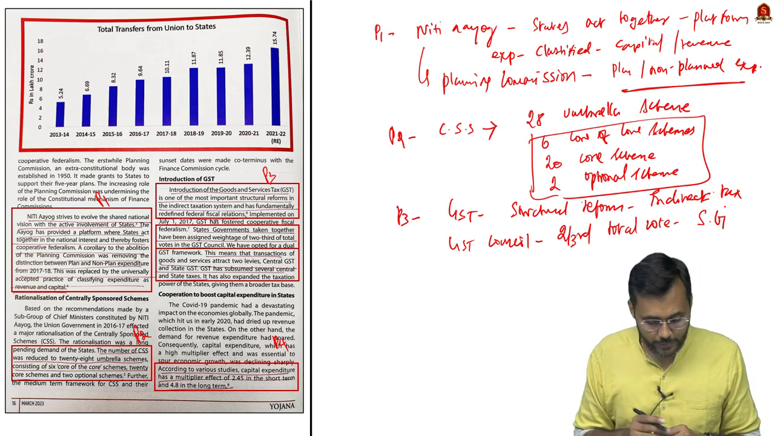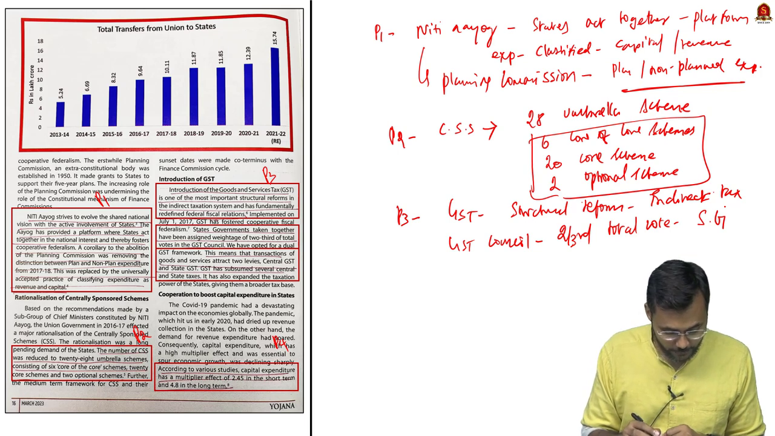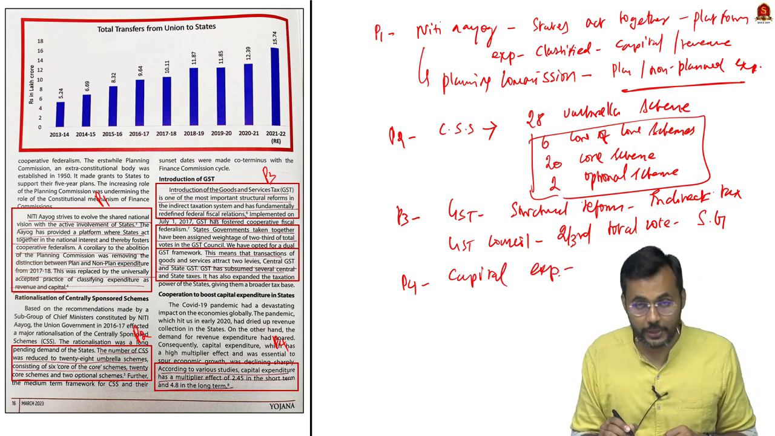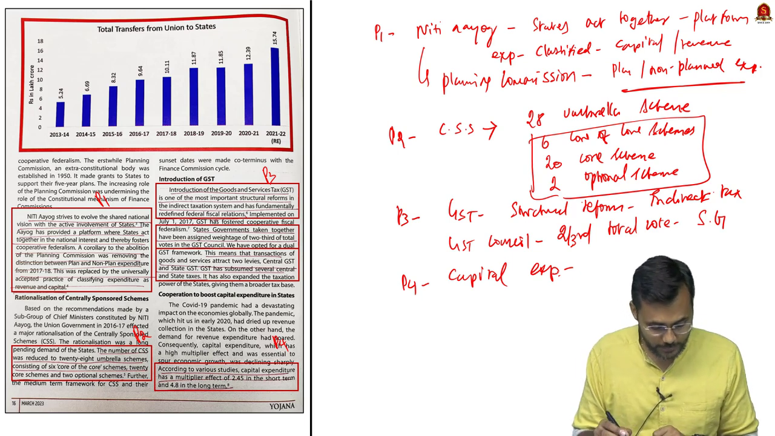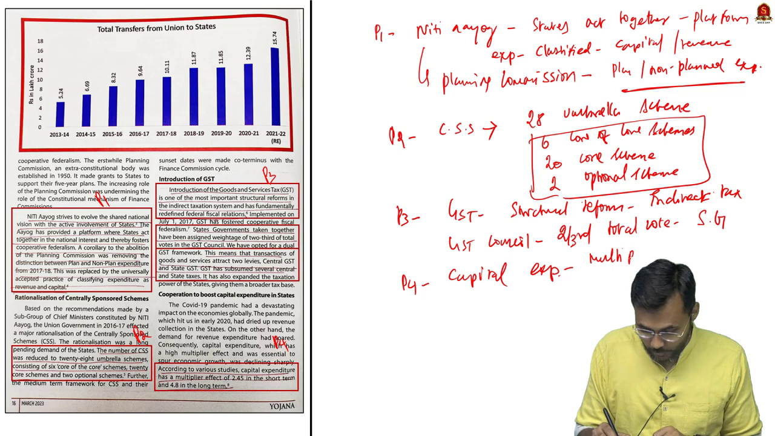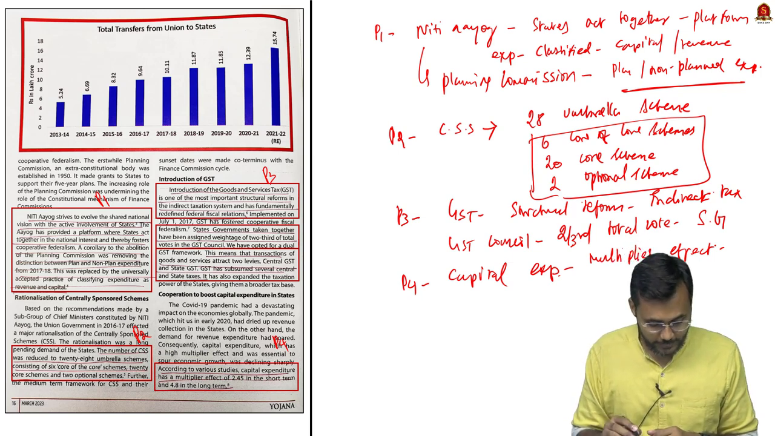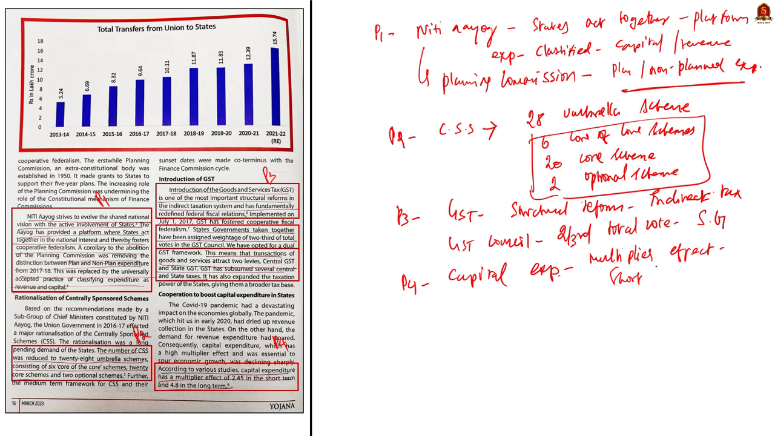And GST has a very positive impact on our Indian system. Paragraph 4 speaks about the importance of capital expenditure. We already saw in the previous pages what capital expenditure is, and the biggest benefit of capital expenditure for any economy is that it has a multiplier effect. What does multiplier effect mean? Whenever capital expenditure is done, it has a very positive impact on society and the economy. They found that for the short term the multiplier effect is 2.45, and for the long term it is 4.8.